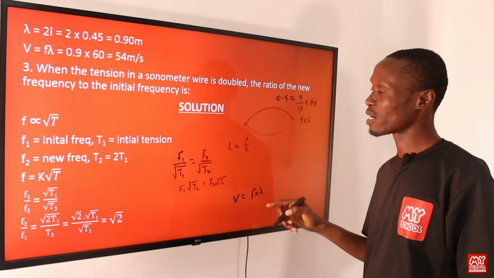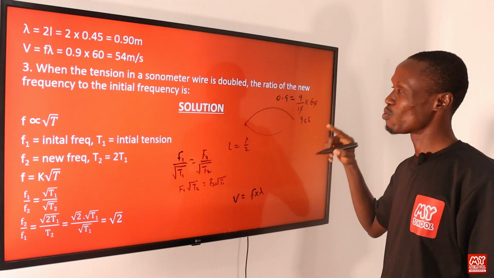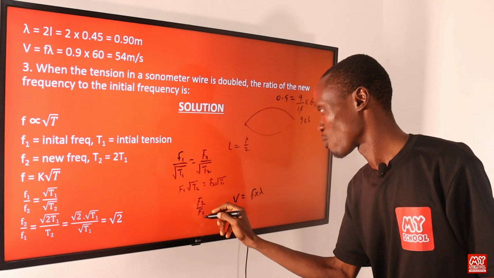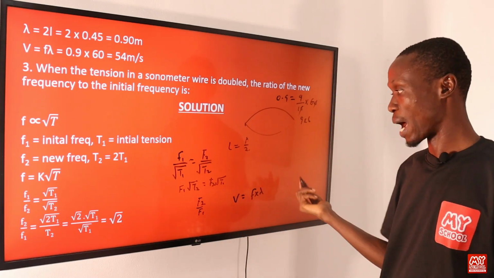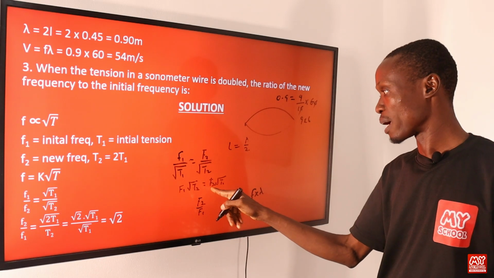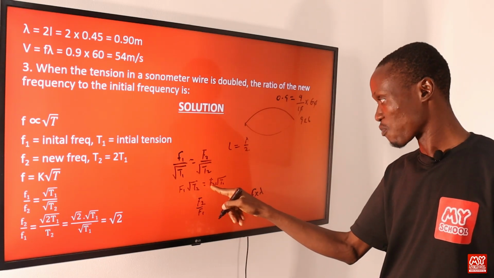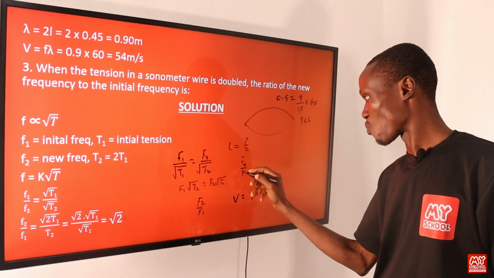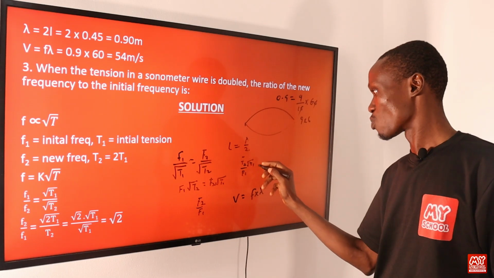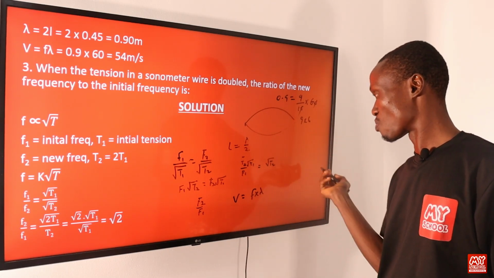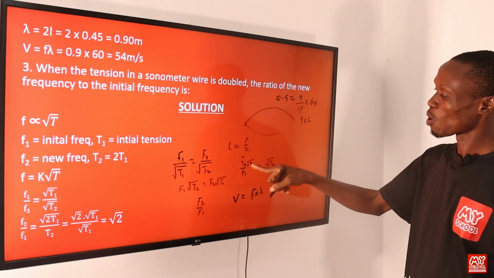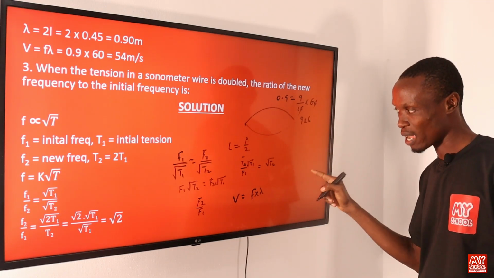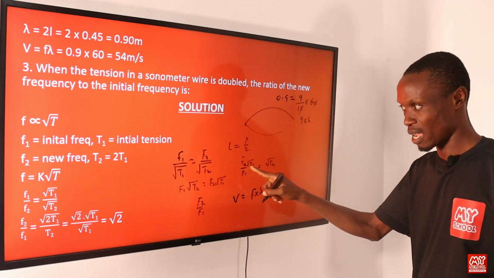But remember that in this question, we are asked to calculate the ratio of the new frequency, which is F2 over F1. Of course, we can easily obtain that from here by simply dividing both sides by F1. So if we divide by F1, we'll be having F2 over F1, then here we still have our T1, and here we'll be having root T2. Now, we will have to multiply both sides by 1 over root T1 so that we can clear this T1 from this side.